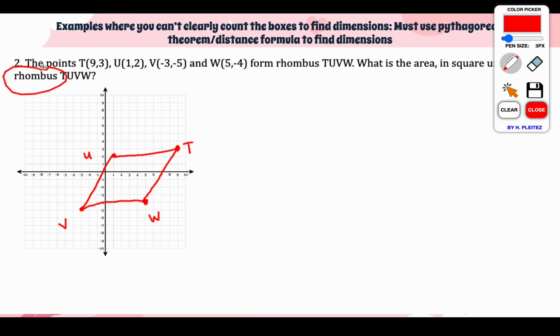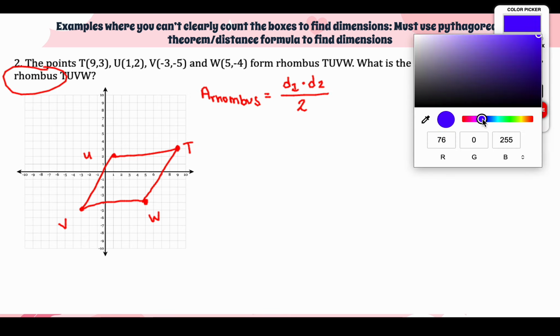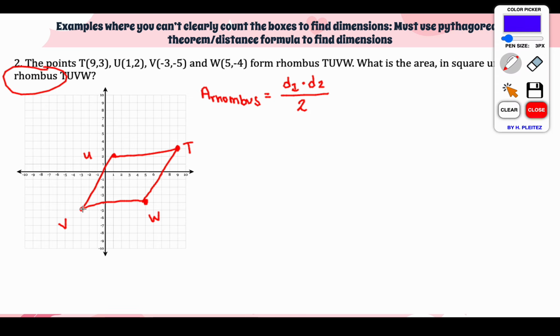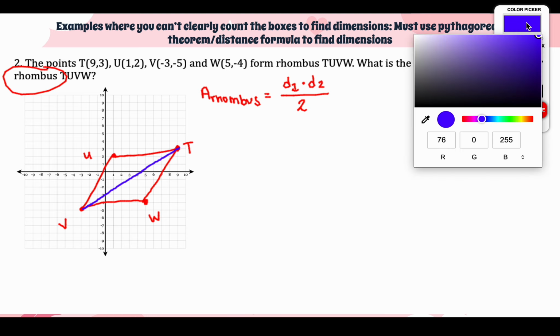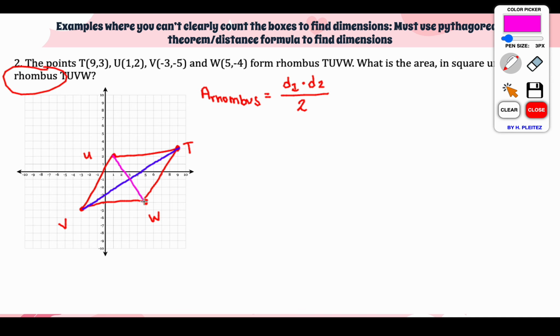So the area of a rhombus is equal to, we have to take our diagonals, so diagonal 1 times diagonal 2, and then we divide that by 2. Now, I'm going to go ahead and draw my diagonals in a slightly different color. So let's say my first diagonal is TV. We'll do that in blue, and then my second diagonal, let's do in this purple-ish color. Our next diagonal is going to be UW.